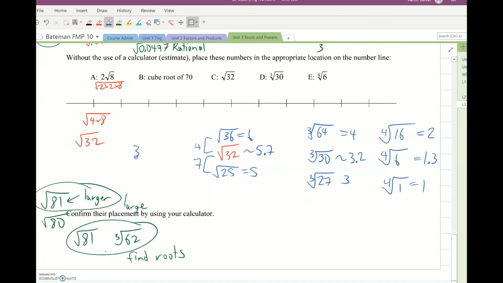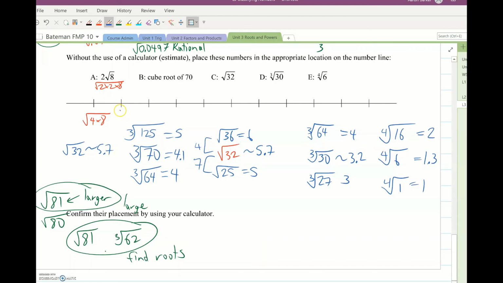Oh, cube root of 70. So cube root of 70. So we know cube root of 64. That's a perfect cube. We just finished doing that one. That one's 4. So then what's this got to be? This has got to be 125. Now we're really close to the 4, so we're probably thinking like 4.1. So we have, this one also is going to be about, we already did this one, root 32. That was going to be about, what was it? 5.7.